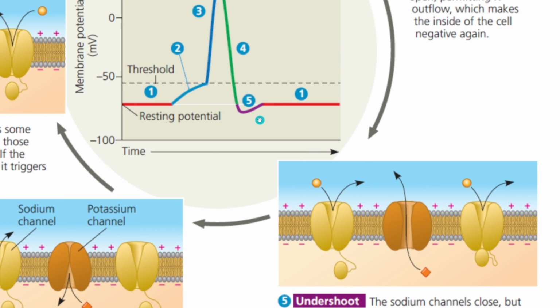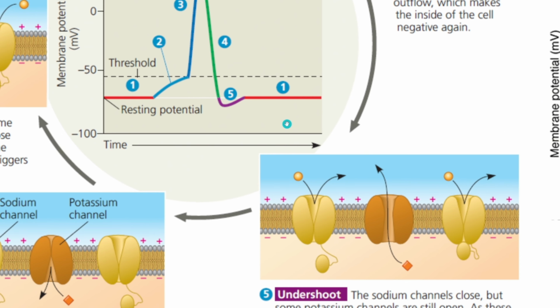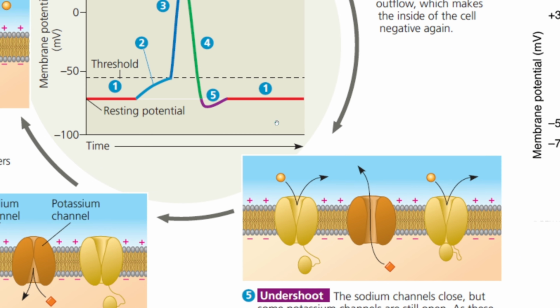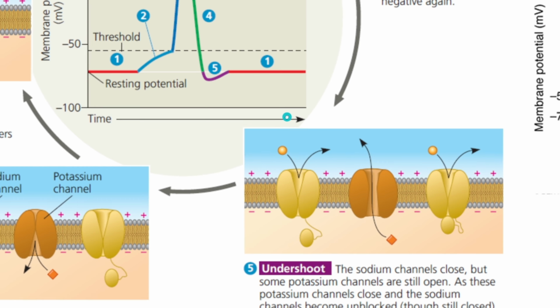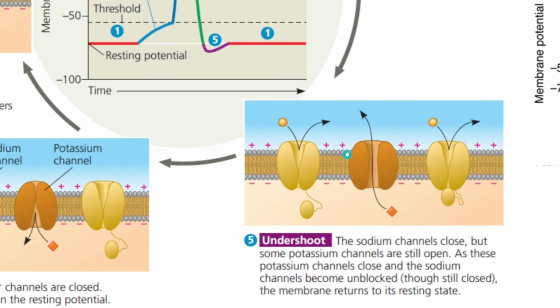And normally in the undershoot, the membrane permeability to potassium ions is very high compared to the resting state. So that's why a much higher amount of potassium ions effluxes out of the cell, making it more negative. Okay, so that's all about the action potential.